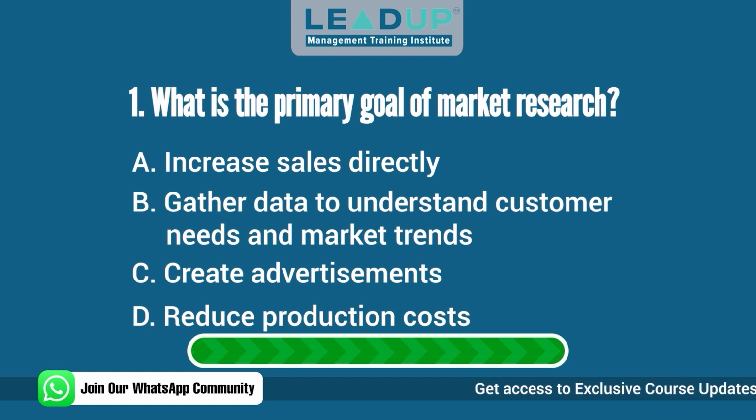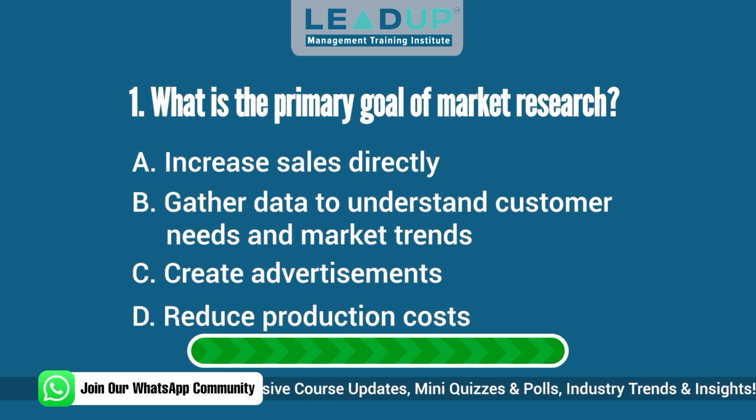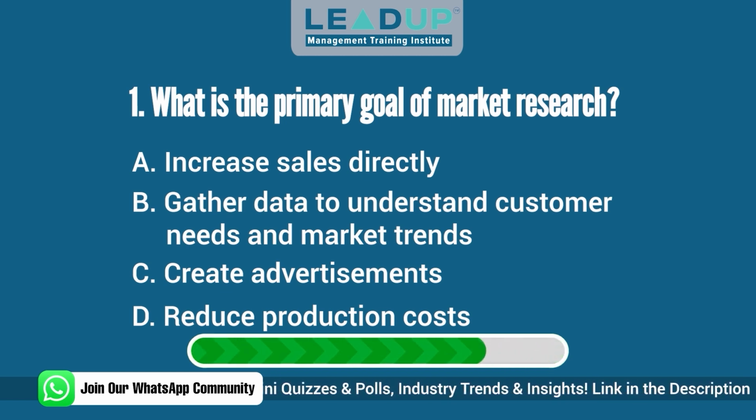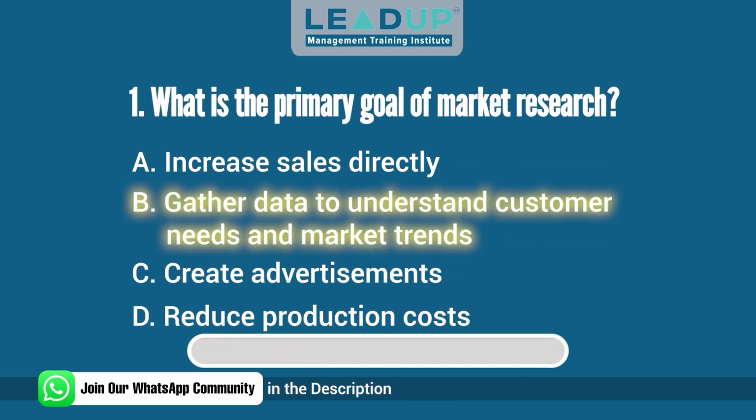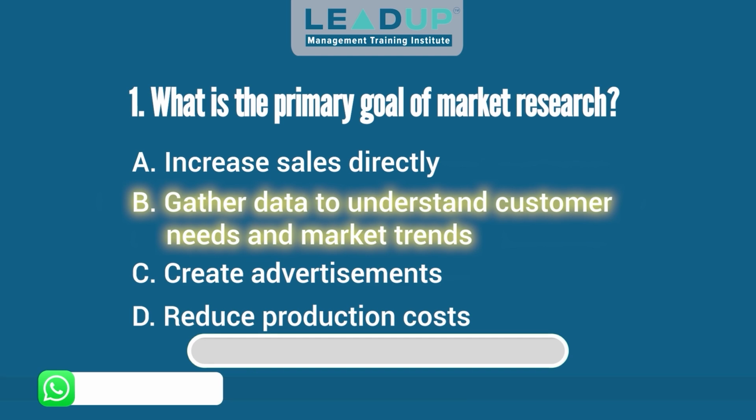A. Increase sales directly. B. Gather data to understand customer needs and market trends. C. Create advertisements. And D. Reduce production costs. Answer: gather data to understand customer needs and market trends.